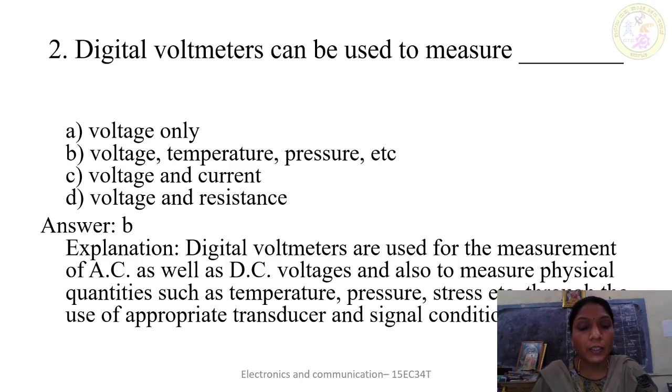Actually digital meters are used for the measurement of AC as well as DC voltages, and also to measure physical quantities such as temperature, pressure, stress, etc., through the use of appropriate transducers and signal conditioning circuits. Hence the answer is voltage, temperature, pressure, etc.